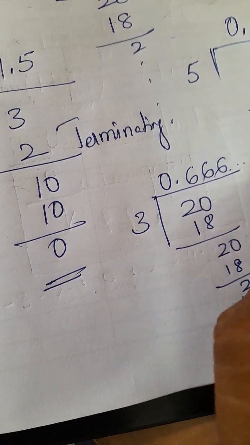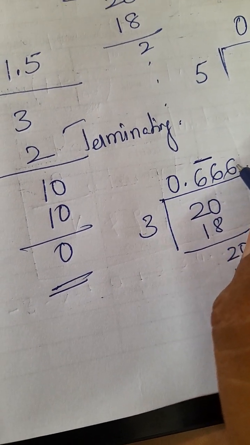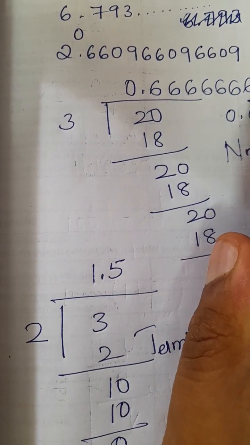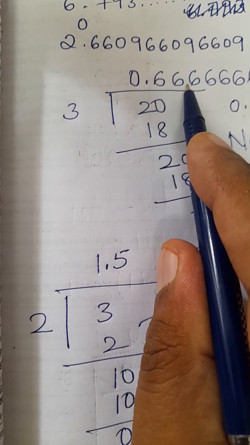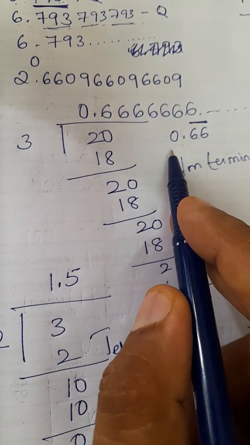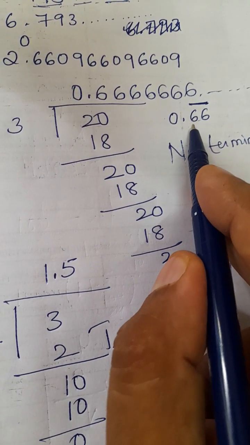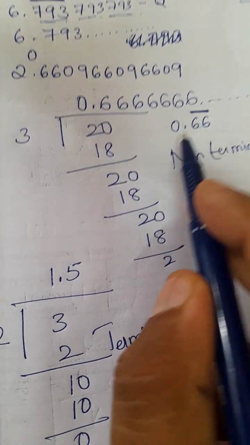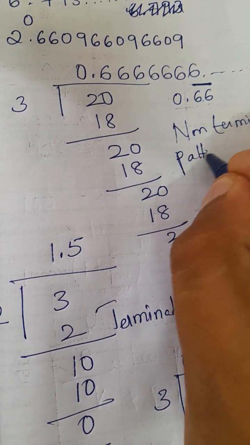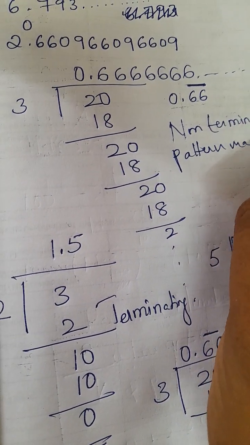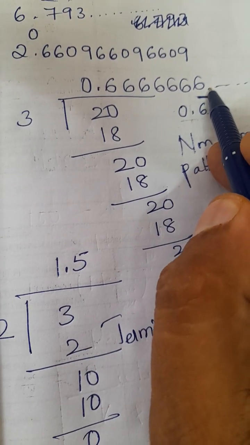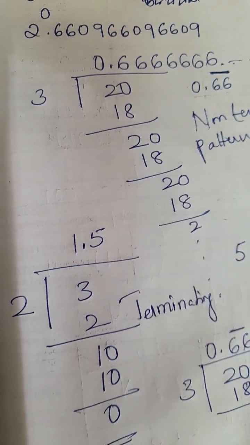You can just see this pattern of 6 keeps on repeating. So this is not terminating, but the pattern is repeating. In mathematics we represent repeating patterns by writing the pattern and putting a bar on top. This represents a non-terminating pattern maintained. You can see the pattern has been 6 6 6 6 6 6, so you know the next digit also will be 6. So you'll know that the pattern is repeating.